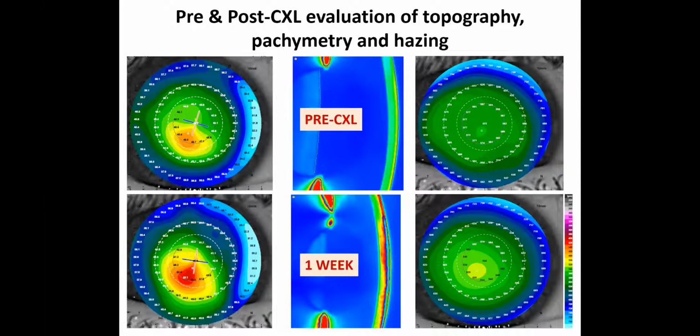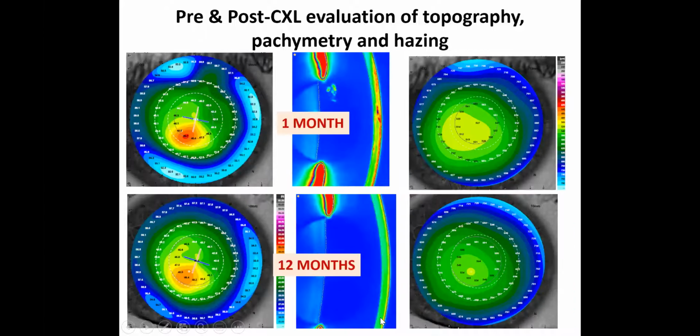Galilei helped me because in my private eye clinic, I don't have OCT. So I use the Galilei to follow up the treatment. You can see the colorized Scheimpflug image pre, 1 week, 1 month, and 12 months after the treatment, where everything was recovered. And then the cornea begins to flatten.